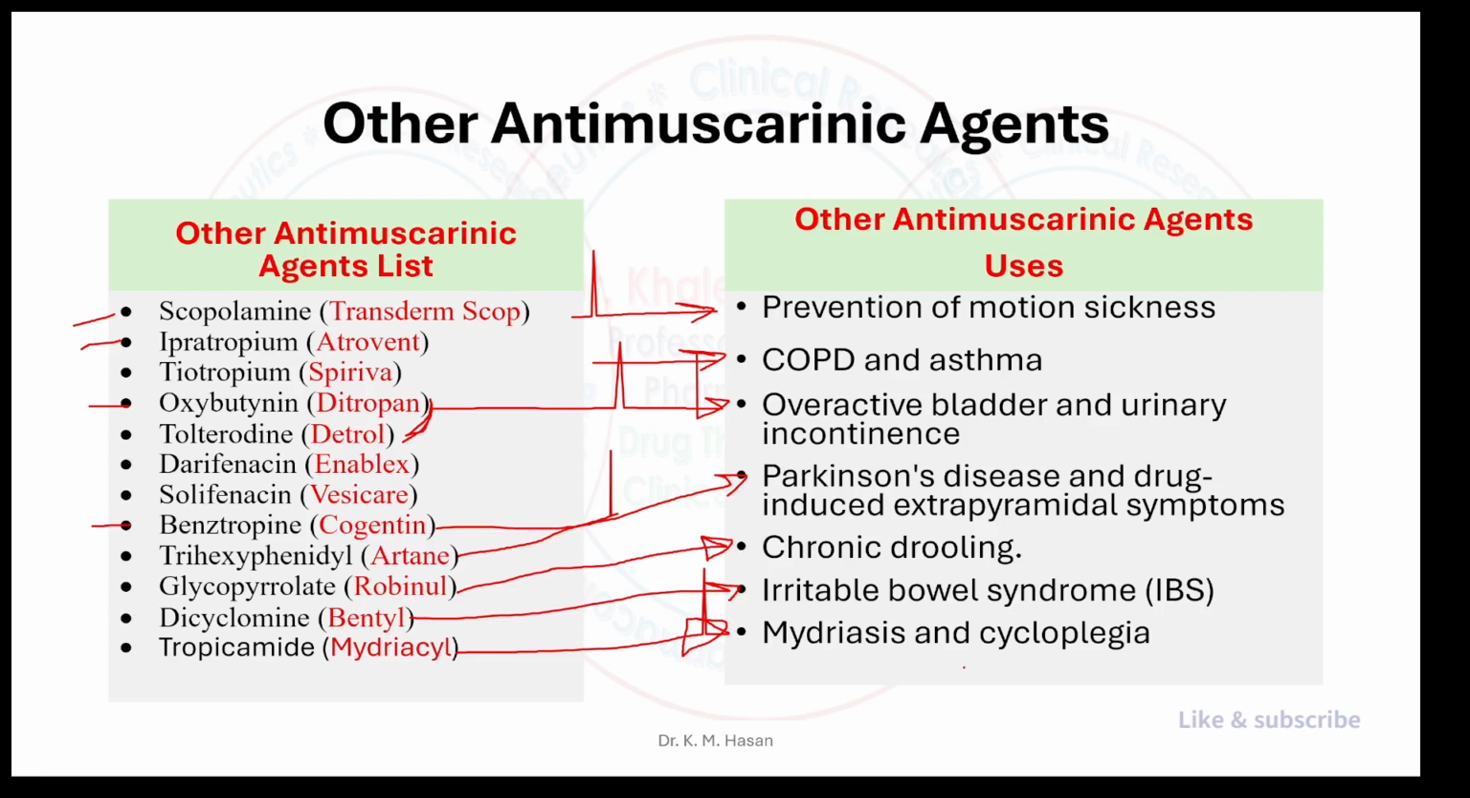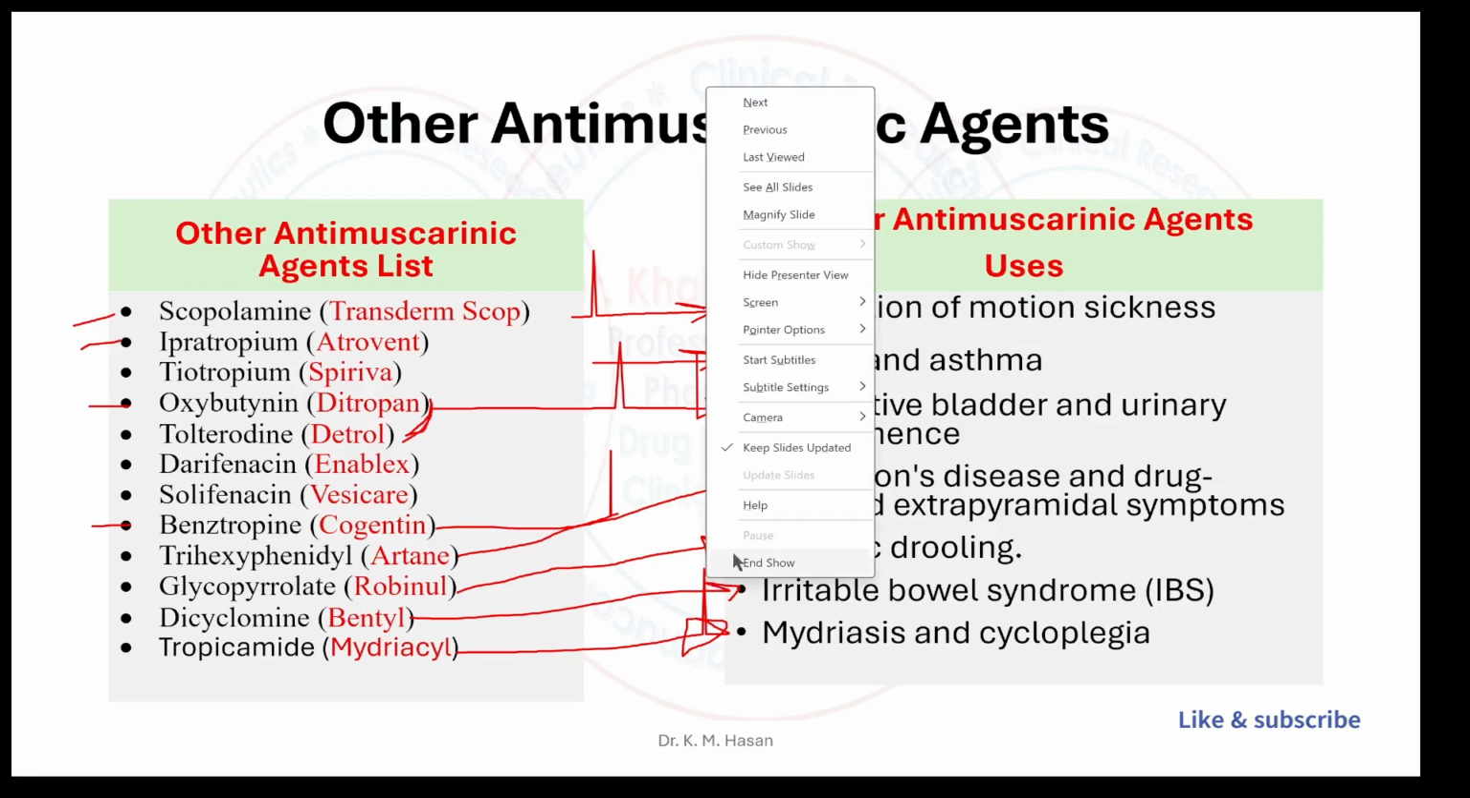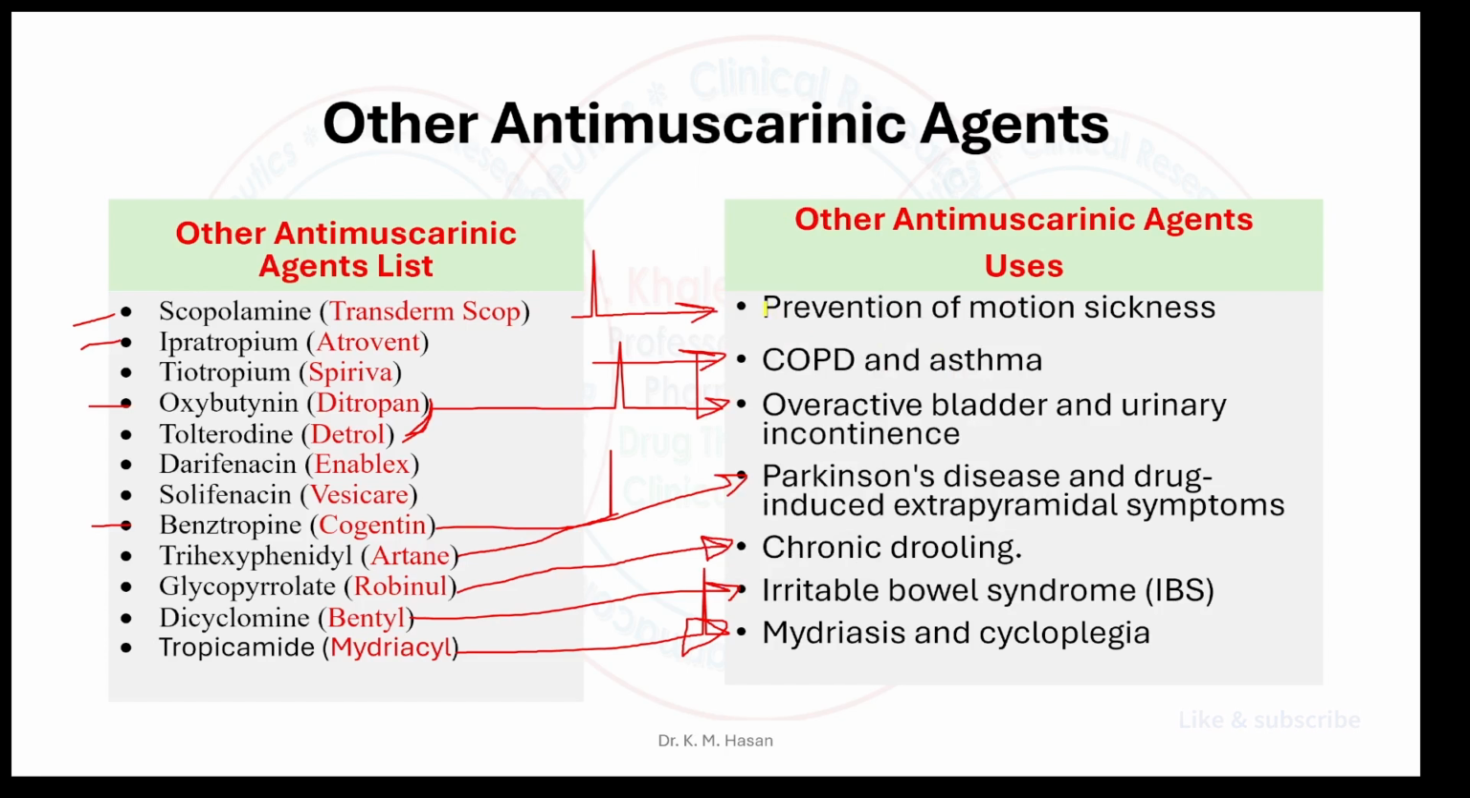Okay, the question now: which of these medications is used for prevention of motion sickness? Scopolamine. Which of these medications is used in patients with asthma and COPD? Ipratropium and tiotropium. Which of these medications is used for overactive bladder and urinary incontinence? We have oxybutynin, tolterodine, darifenacin, solifenacin.